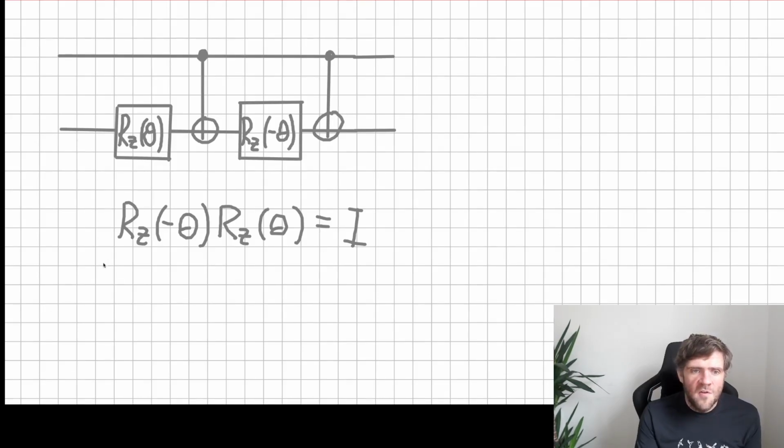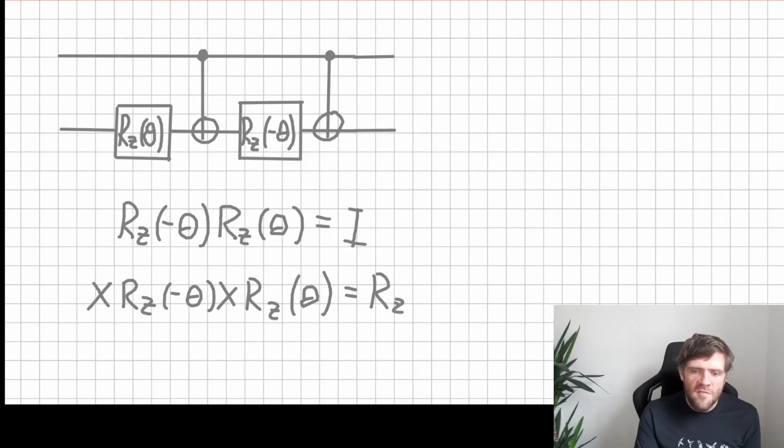However, if we were to insert some X's in here, so if we were to put some X's around this negative rotation, then it would flip it, as we've just seen, into a positive rotation due to the effect of these flipping the signs of rotations. And so what we would have is a combined rotation of 2 theta. And so whether or not we get a rotation of no angle at all or of 2 theta depends on whether or not we are inserting X's here.